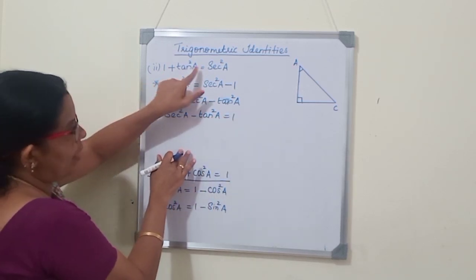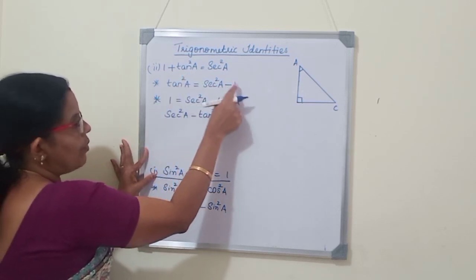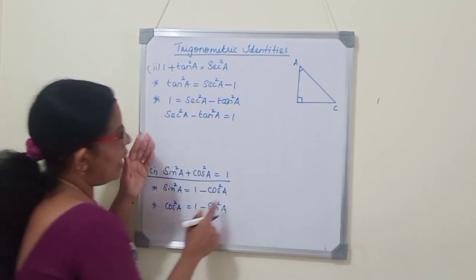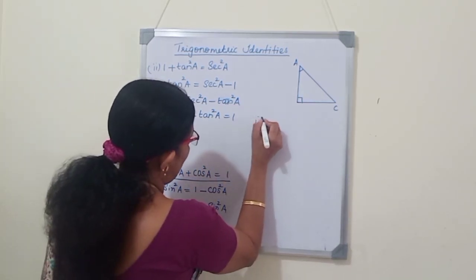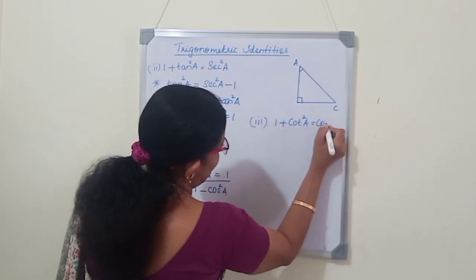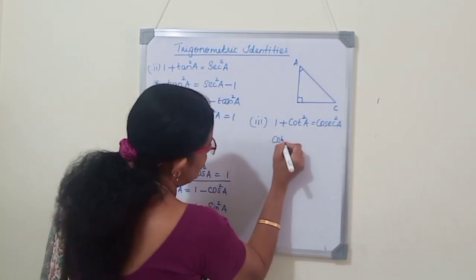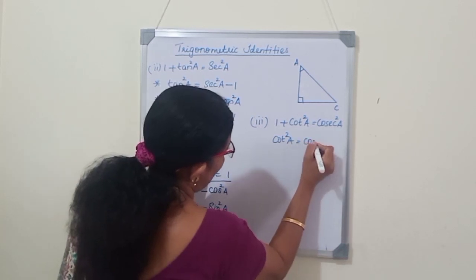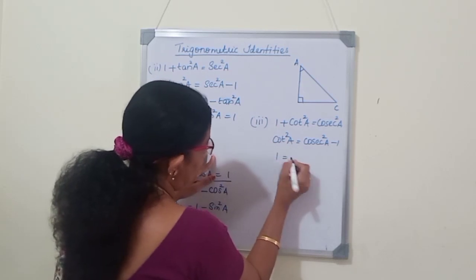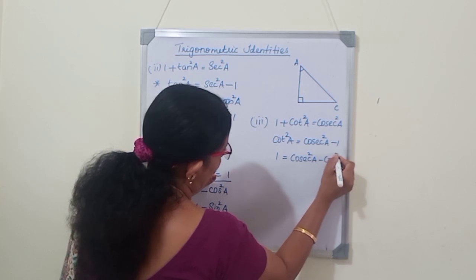So 1 plus tan square A equals sec square A is the main identity. From that, two more formulas: tan square A is sec square A minus 1, and sec square A minus tan square A is 1. Now the third identity is 1 plus cot square A equals cosec square A. From this we write cot square A equals cosec square A minus 1. This is one formula. And one more formula: cosec square A minus cot square A equals 1.